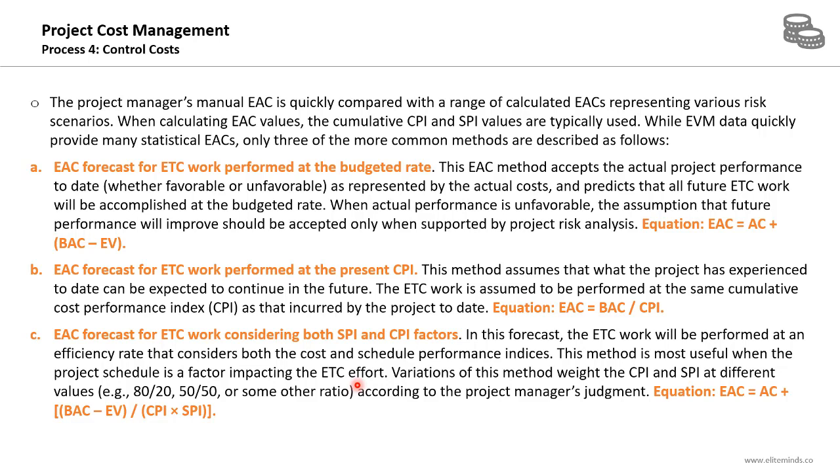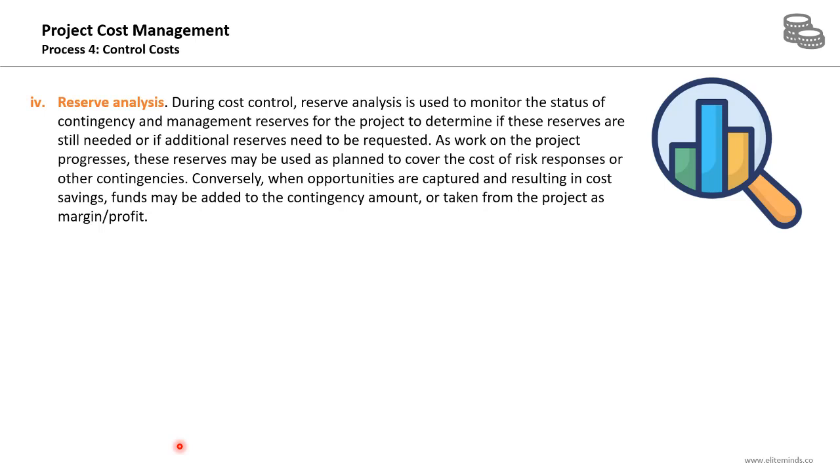This method is most useful when the project schedule is a factor impacting the estimate to complete effort. Variations of this method weight the CPI and SPI at different values according to the project manager's judgment, and usually the formula will be the actual cost plus the budget at completion minus the earned value, divided by the CPI multiplied by the SPI. These are the three formulas in addition to the manual formula, which is actual cost plus bottom-up estimate to complete.